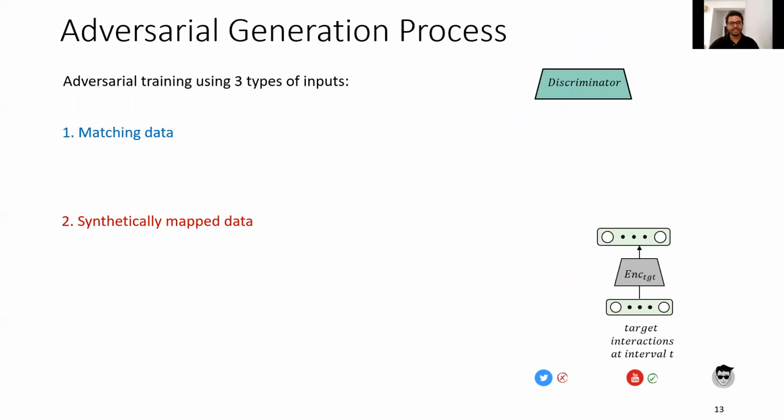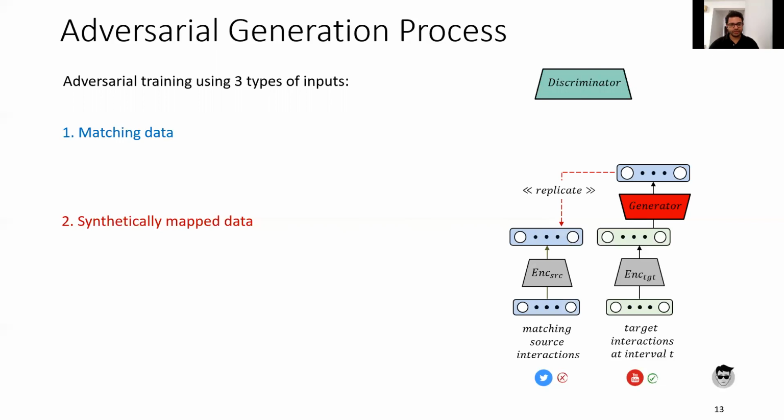Next, we use synthetically matched data. Here we use a non-overlapped user. So for them, we only have their interactions on this target network. So again, we use a target network encoder to transform the inputs to dense embeddings. But here, additionally, we have a component called generator, and it generates a new set of embeddings. And the goal of the generator is to replicate the missing source network embeddings for the user.